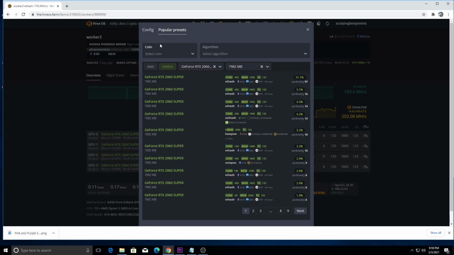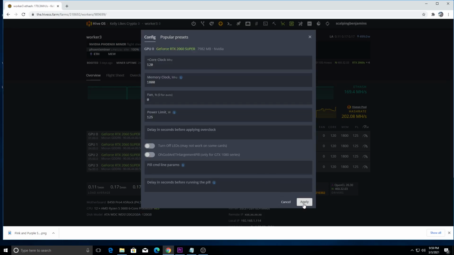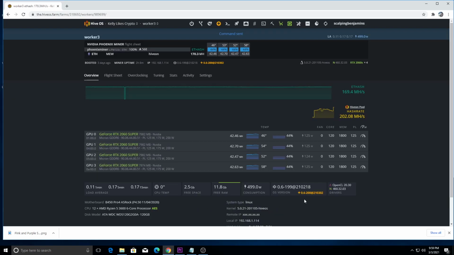But mine, I'm really happy with the settings I have. My goal isn't to get the very last megahash out of these cards. I'd rather these cards last a long time. I'm also considering temperature. Like I said, I'm in Thailand, and I want to make sure that these cards aren't overheating. And this setup has worked really well for me.